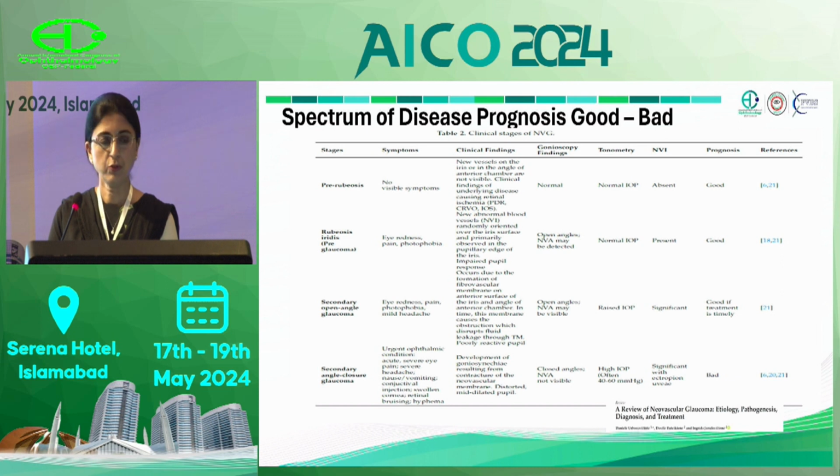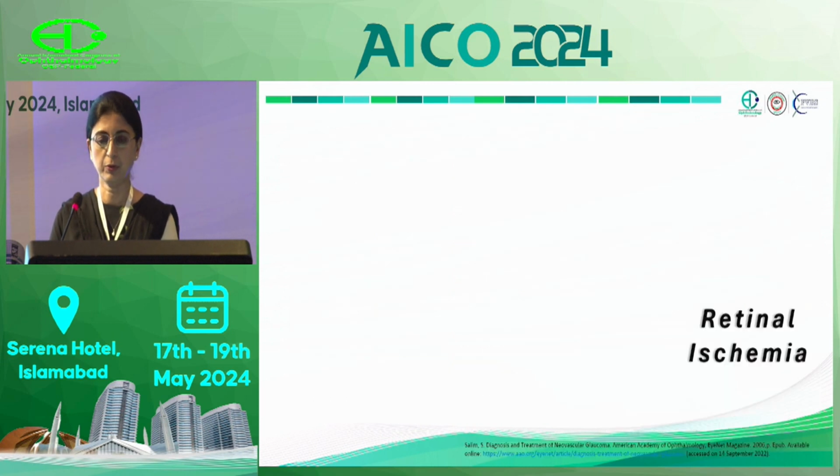So we see a spectrum of disease moving from pre-rubeosis to secondary angle closure glaucoma, and prognosis going from good to bad. Usually in the early part it is asymptomatic, but studies have shown that 25% of patients who have NVI and NVA will develop glaucoma and high intraocular pressure. So we have a window of time in which we can detect them early, improve the prognosis of the patient and preserve useful vision. And this is just the sum up of today's discussion.